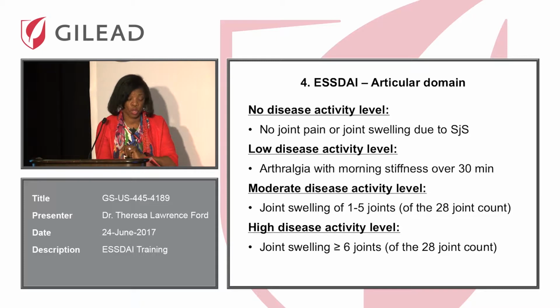Low, arthralgias with the morning stiffness. Moderate would be joint swelling of 1 to 5 of the 28 joints, and high disease activity, joint swelling of 6 or more with synovitis.